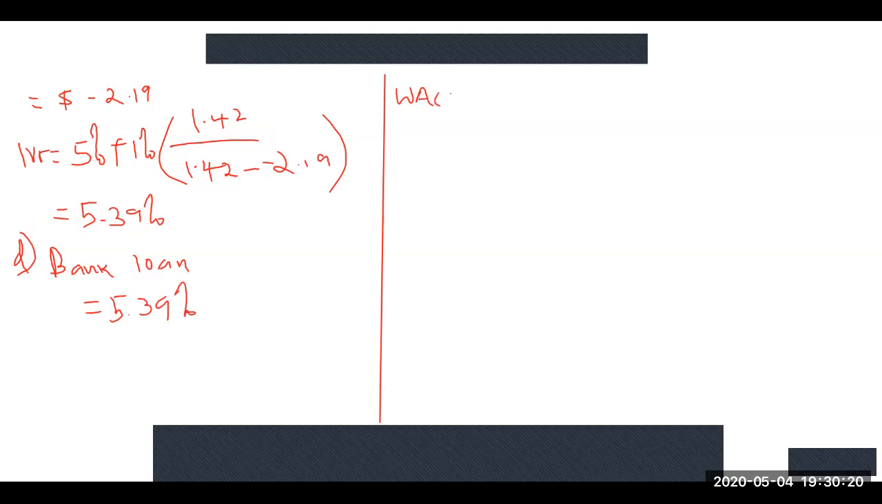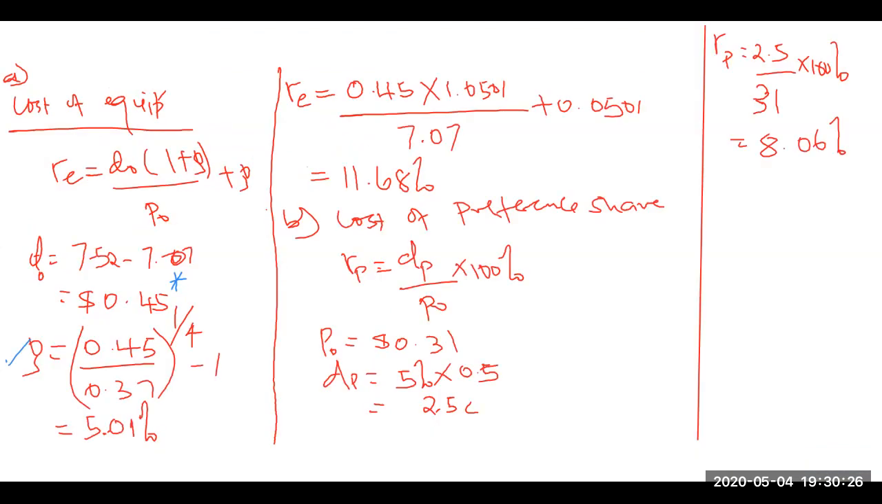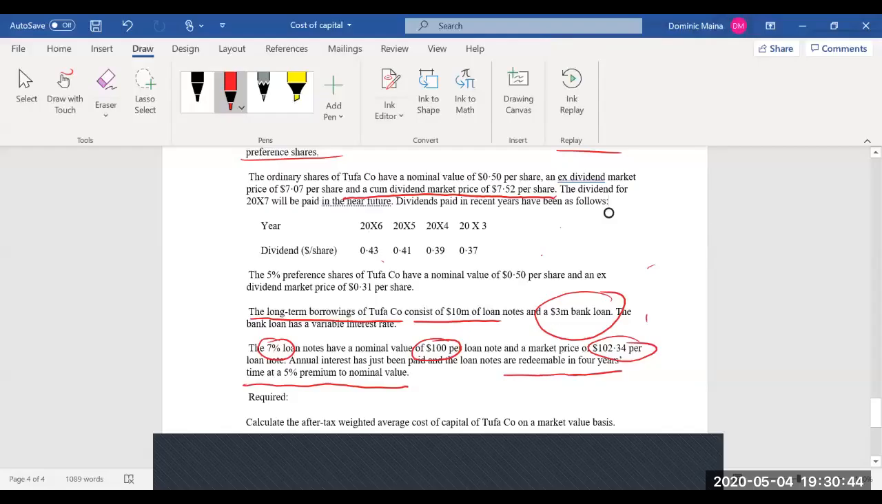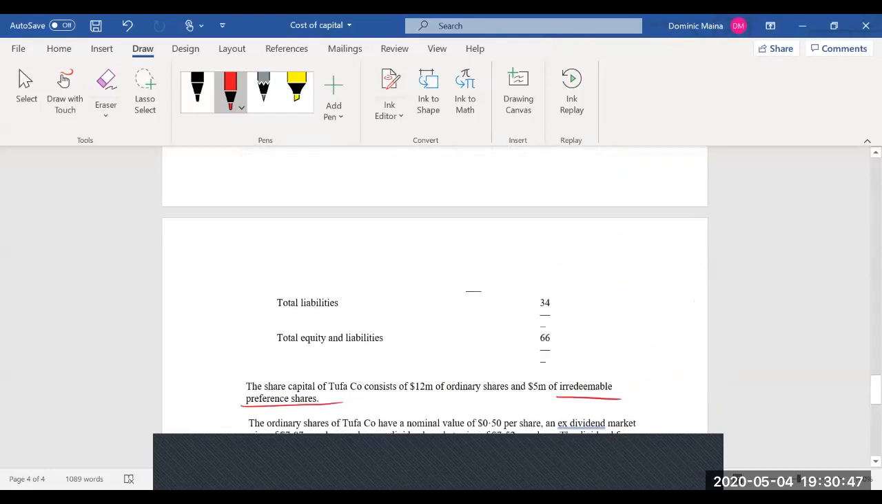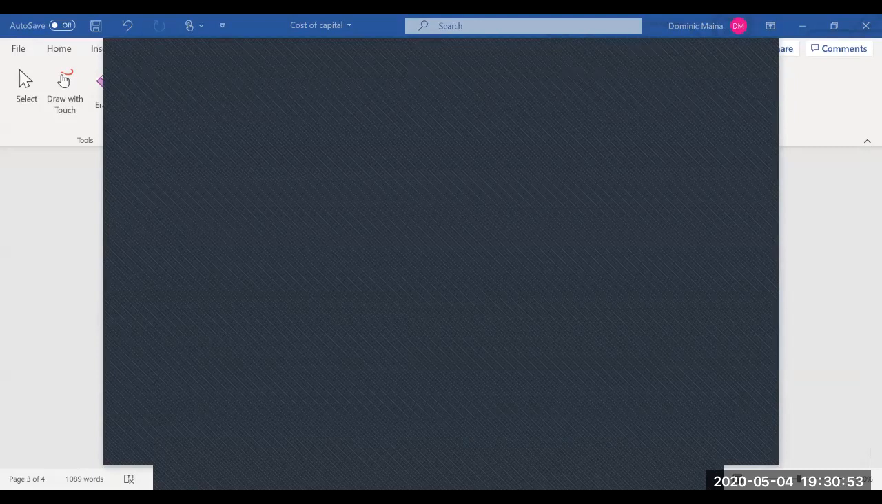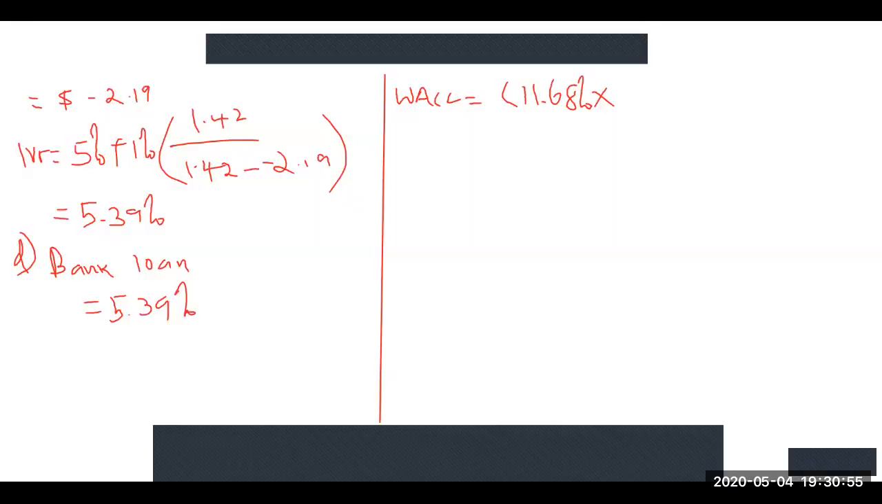So, the weighted average cost of capital for this company: it has equity, and the cost of equity from what you've just done is 11.68%. We multiply 11.68% by the market value of equity. I think in this case we need to get the market values because they are not given to us. So we need to estimate the market values. Yes, we need to have that working. So, workings for market values.